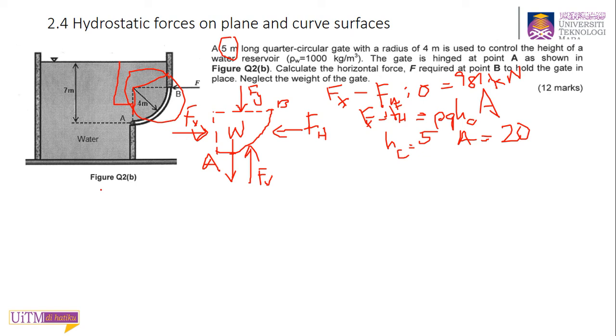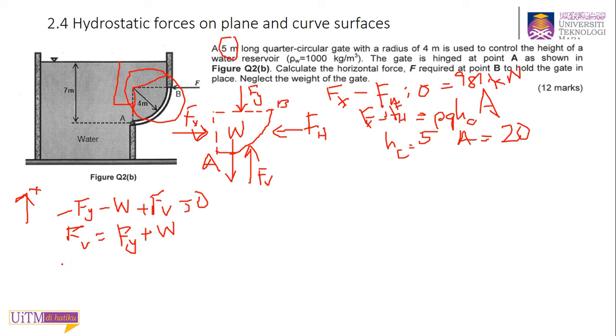FY, ni next ni Amirul. Lepas tu kita buat yang ke atas positif tu FY. Okay, positif. So yang ke atas positif. So negatif FY tolak W tolak W sama dengan tambah FV equals to 0. So FV equals to Fy plus W.